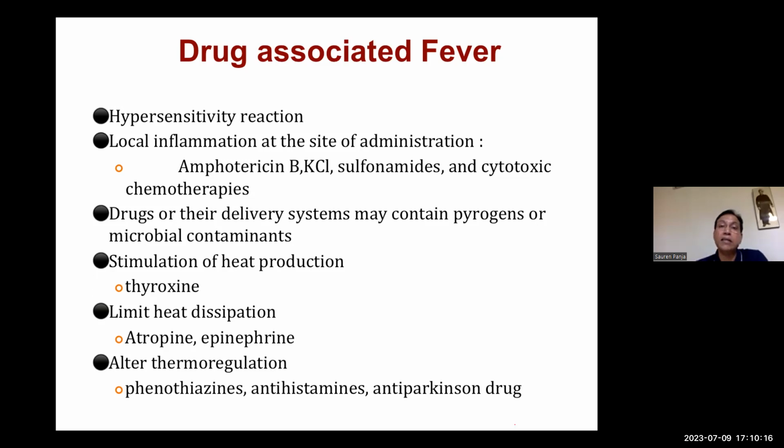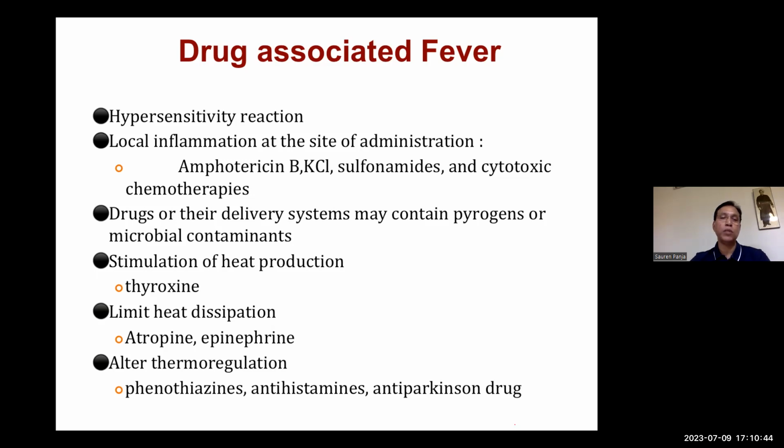Drugs and their delivery system may contain pyrogen or microbial contaminant. That is another thing. Whatever vehicle they are using, any patient may be allergic to that particular vehicle, and that can give rise to fever. Another mechanism is stimulation of heat production, particularly if the patient has taken too much thyroxine, which can cause fever. And atropine and epinephrine can also cause fever by reducing heat dissipation.